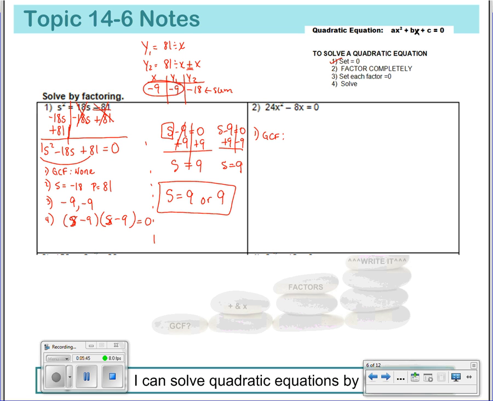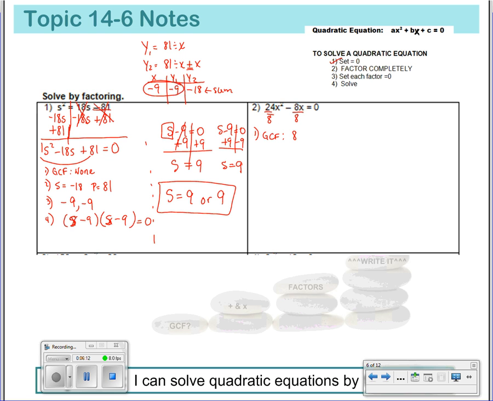Let's look in front of the x squared term. I have a 24. So 24, however, does not go into 8. Now let's look at 8 because it is the smaller of the two. Can 8 go into 24? Sure enough, 8 can. So my GCF is going to be 8. It is the greatest common factor between 24 and 8.